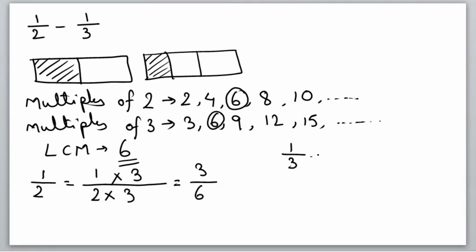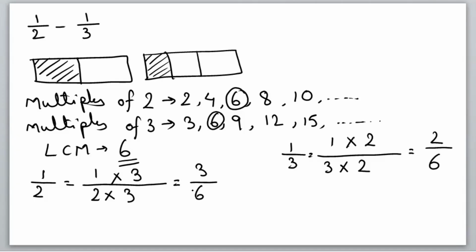And here 1 over 3. This one also we have to convert to an equivalent fraction. 3 times 2 will be 6. And 2 will multiply with the numerator as well. It will become 2 over 6. When we are finding the equivalent fractions, we have to keep in our mind that our common denominator is 6. So our denominator must be 6.